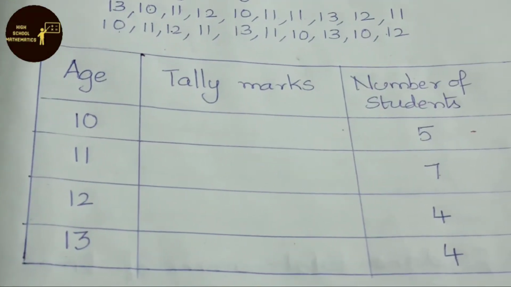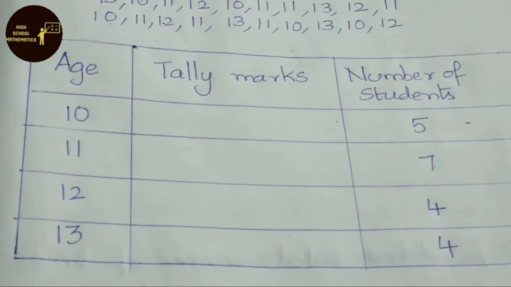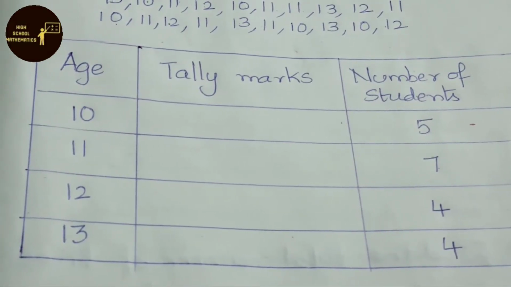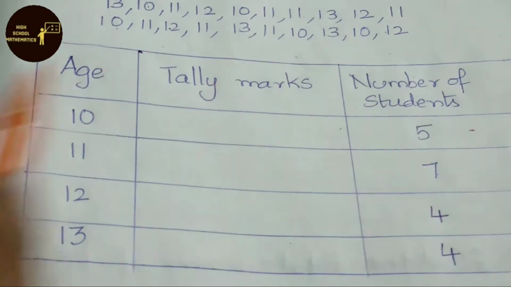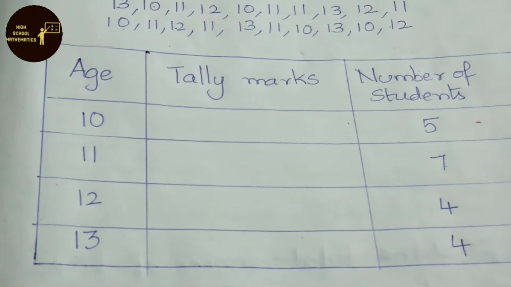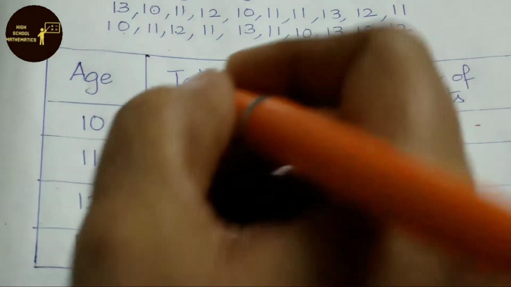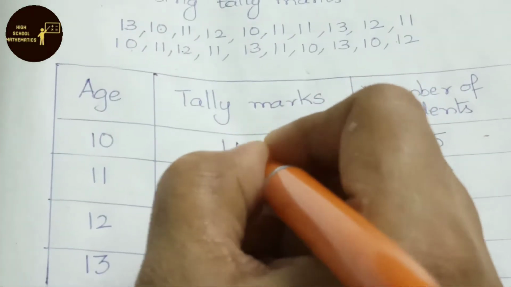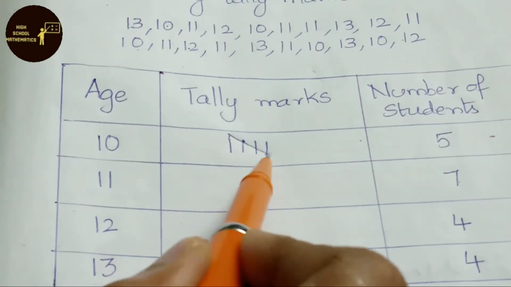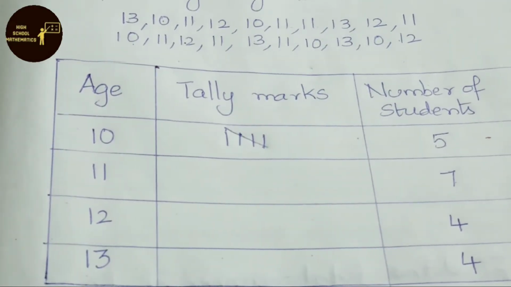Here in this table we have taken three columns, that is age, tally marks and number of students. Here 5 students have age 10. So let us represent this by using tally marks. First, we must write four vertical lines. Then after that, one cross line that represents 5.